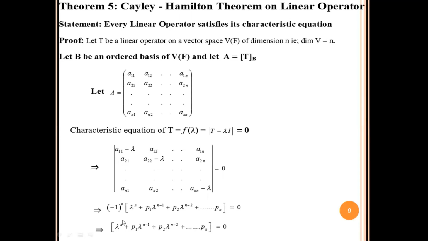What is the characteristic polynomial? We got it here, in terms of lambda. Now what we want to prove is that the linear operator T satisfies the characteristic equation. Only if this left hand side, which we call a polynomial, is equal to 0 does it become a characteristic equation. Same procedure.